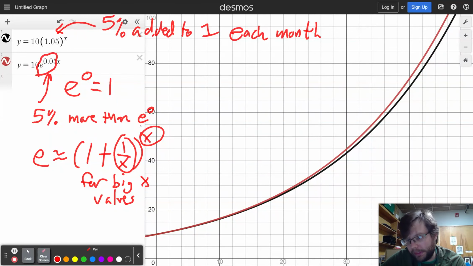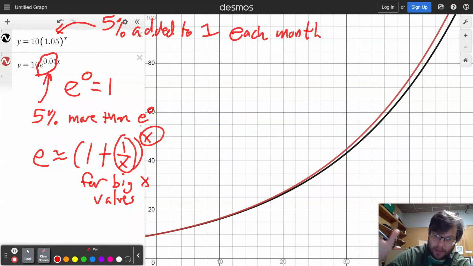With ants, I'm not an ant expert, but I don't think they wait a full month to have more ants. There's sort of reproduction happening all the time. And over the course of the time, the number is continuously growing. So the 5% growth is always, at every moment, applying to a slightly bigger amount. And that's why the red curve is bigger than the black curve. The black curve waits until the end of a month to have a full 5%. The red curve gets 5% at every instant of what is there.